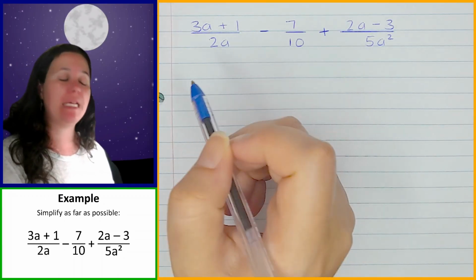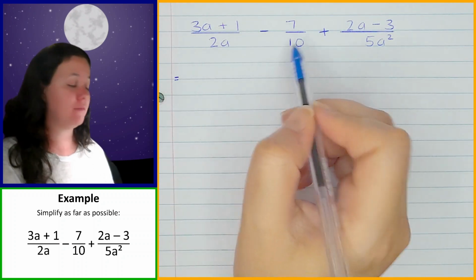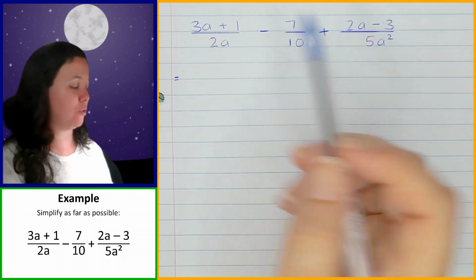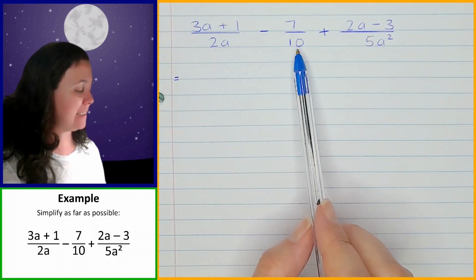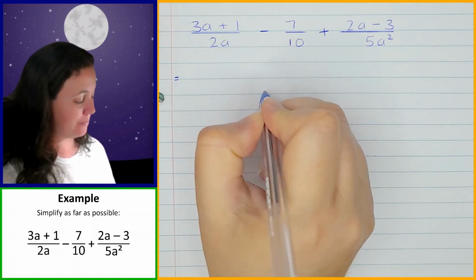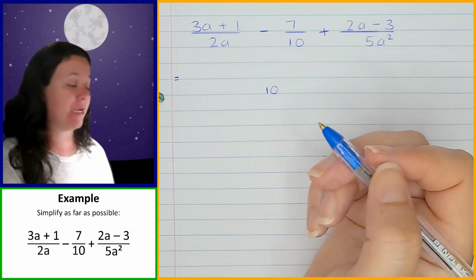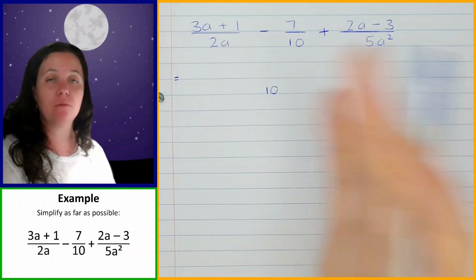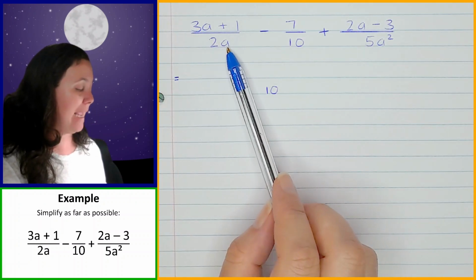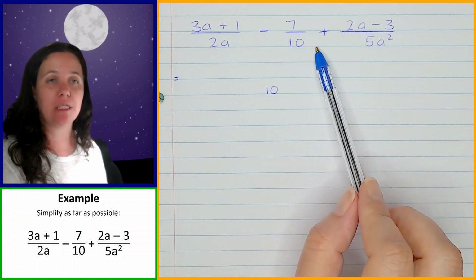So first of all, we need to find our LCD. So first I'm going to look at the numbers. Okay, I'm going to find out what the LCD is for the numbers in the same way as normal. So my numbers, I've got 2 and 10 and 5. So the LCD for 2, 10, and 5 is 10. Okay, so that part of the LCD shouldn't be anything strange or different or difficult. It's normal, you're used to doing that. But now let's have a look at our variables. I've got a over here and I've got a squared over here, and I don't have any variables in this one over here.